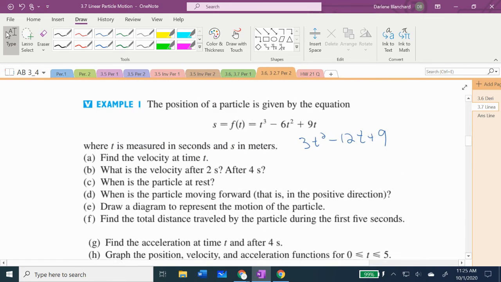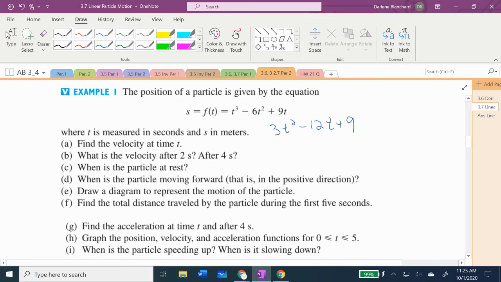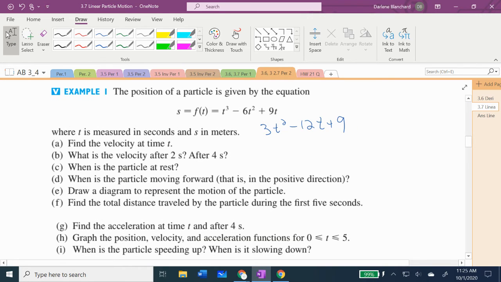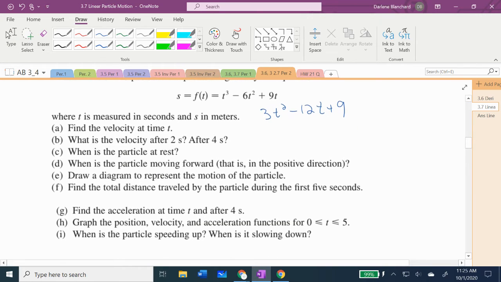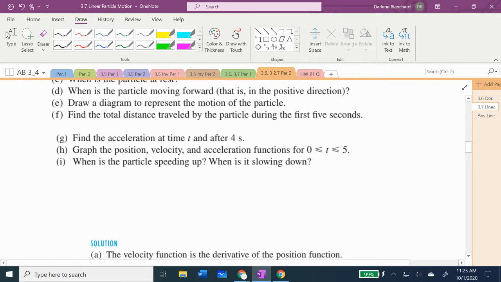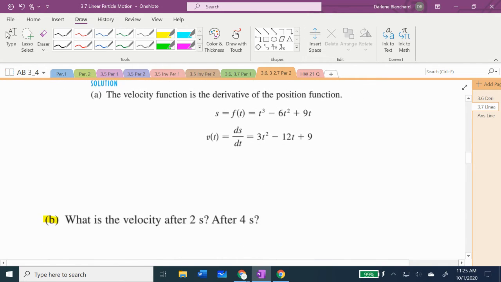There are a lot of them. Perhaps you want to take a nice little screenshot of that. And now we keep going. Next is, what is the velocity after 2 seconds and 4 seconds?